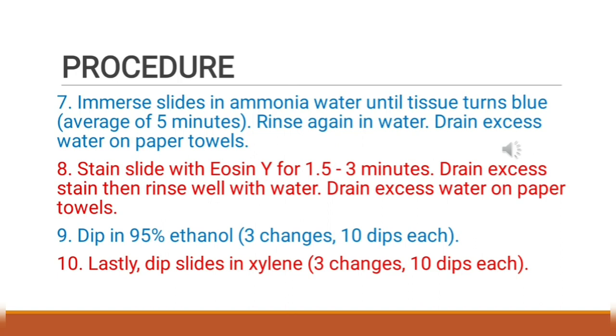The next step is to stain the slide with Eosin Y for 1.5 to 3 minutes and then drain the excess stain, then rinse well with water. Then drain again the excess water on paper towels. And then after that, you must dip it in 95% ethyl alcohol for at least 3 changes and 10 dips each change. And then lastly, you must dip the slides in saline, again 3 changes and 10 dips each. And please don't forget to wipe the edges and the back of the slide to clean it, and please take extra care not to touch the sections.